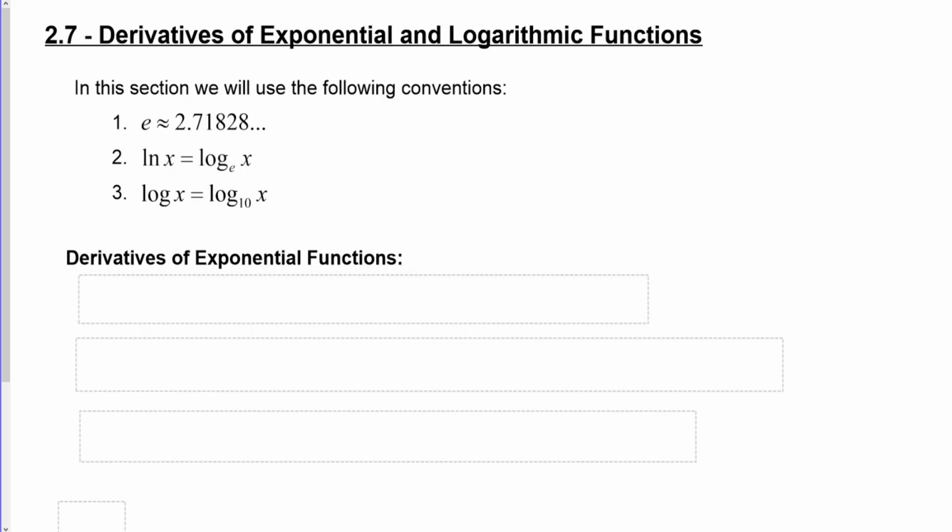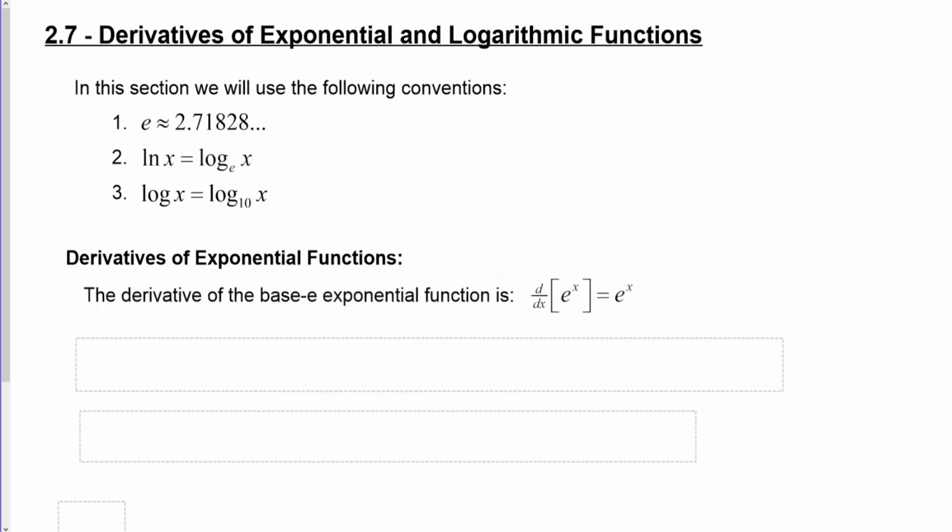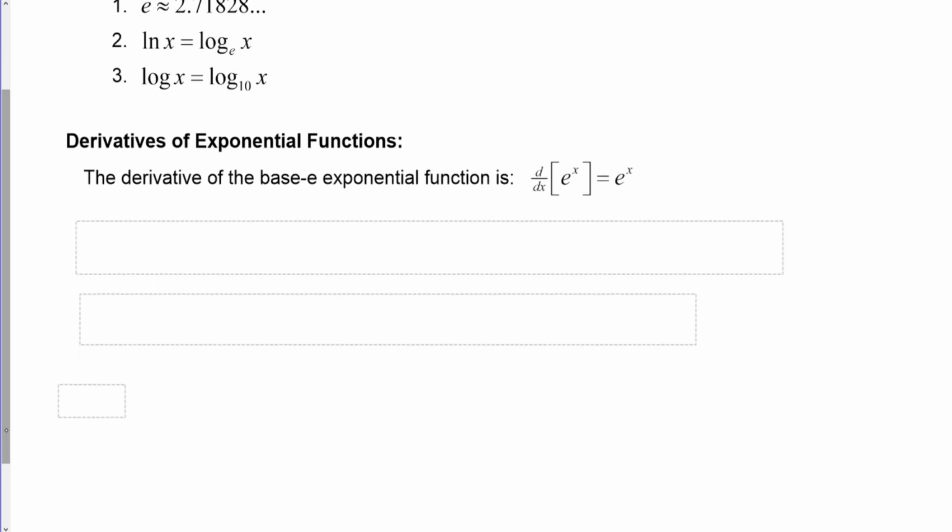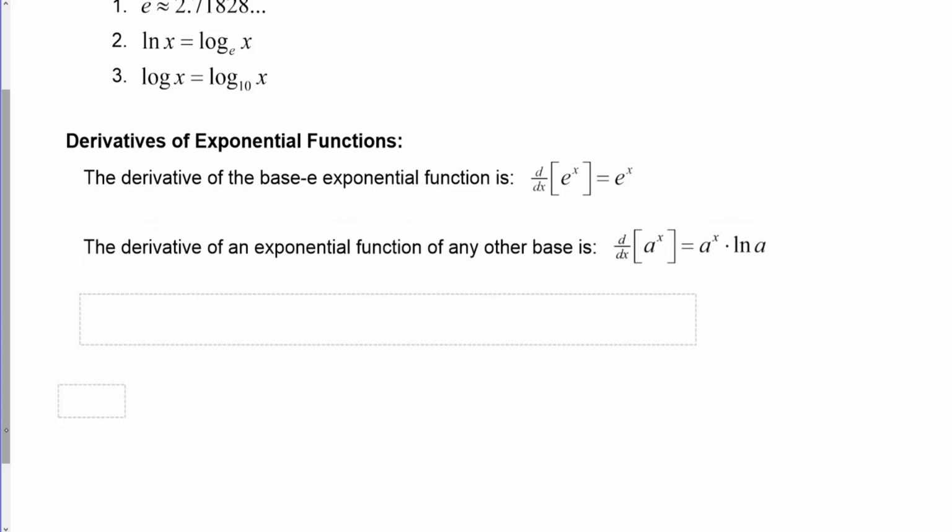Now, when it comes to derivatives of exponential functions, we're actually in for quite a treat. It turns out the derivative of the base e exponential function is itself. The derivative of e to the x is e to the x. We can't get much better than that. The derivative of an exponential function for any other base a is a to the x times the natural log of a. Still not too bad.